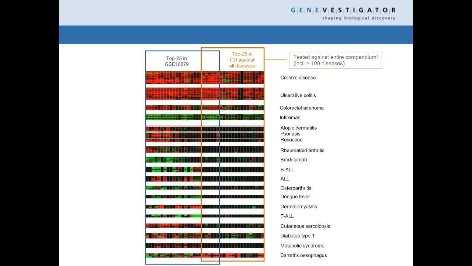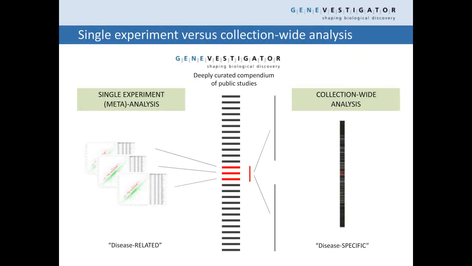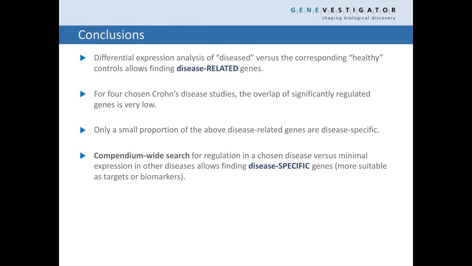All the others were genes that were also regulated in other conditions if we did differential expression on one study at a time. So the compendium-wide search to find genes regulated in a chosen disease versus minimal expression in other diseases allowed us to find disease-specific genes much more efficiently.